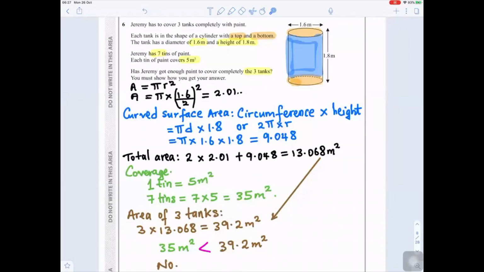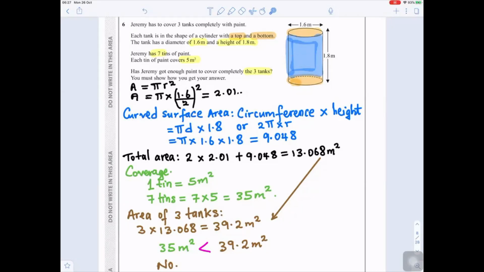So we're going to apply that formula. The area is 1.6 over 2 all squared. Half of the diameter all squared gives you the area of 2.01. And because there's two of them, the top circle and the bottom circle, the total area would be 2 times 2.01.